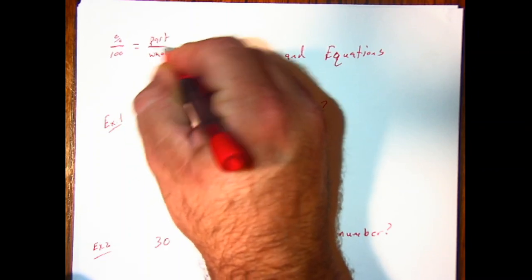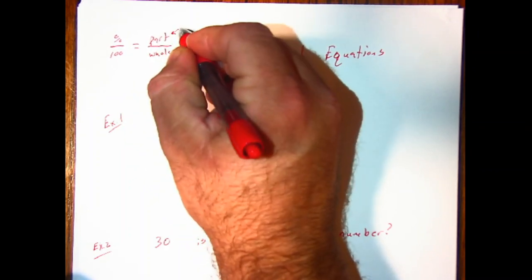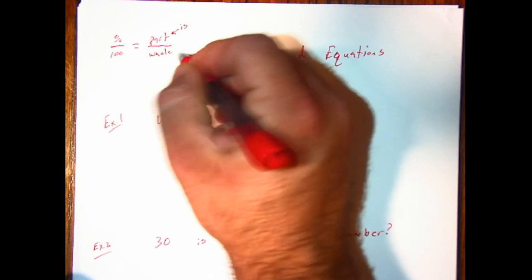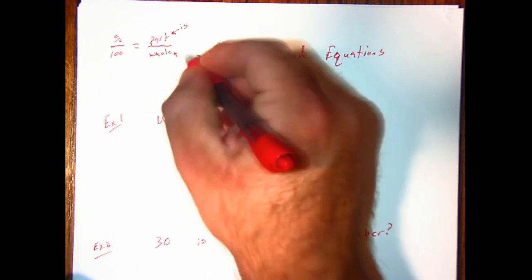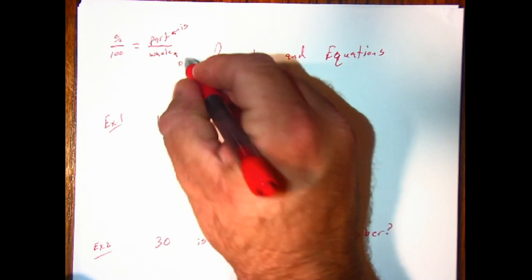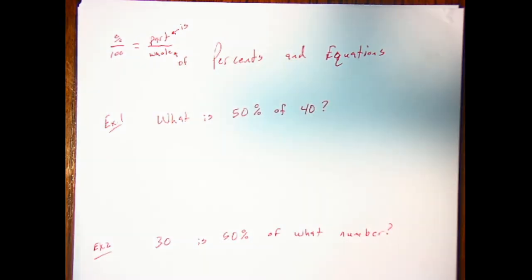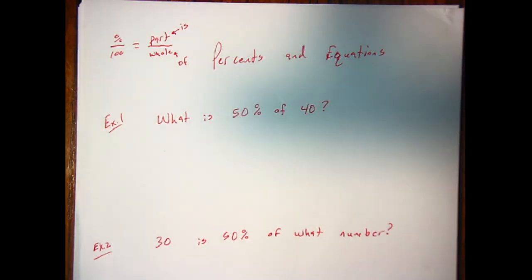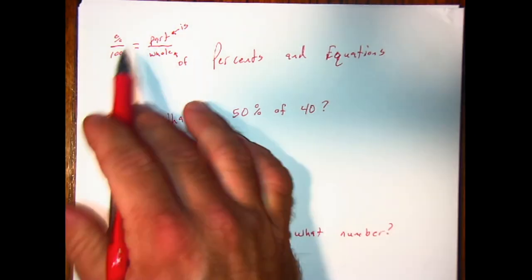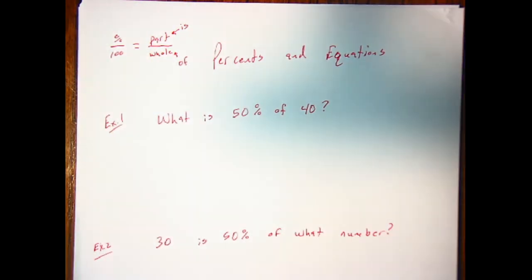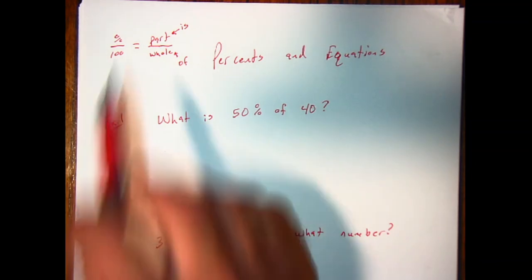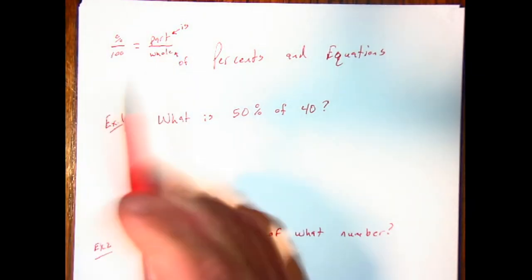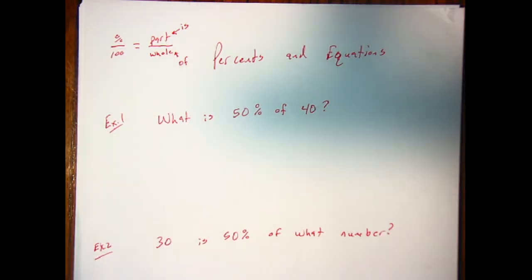And in general, we would look for the word is to confirm that we have a part, and we would look for the word of to confirm that we had a whole. And we would just plug into this and we would cross multiply and then solve for the missing variable, whether it was a percent, part, or whole. We could do that. In this instance, we're going to do it a little bit differently.